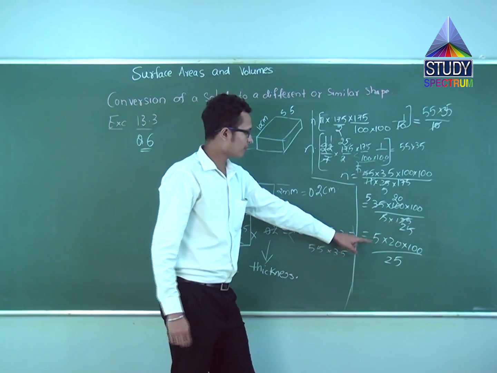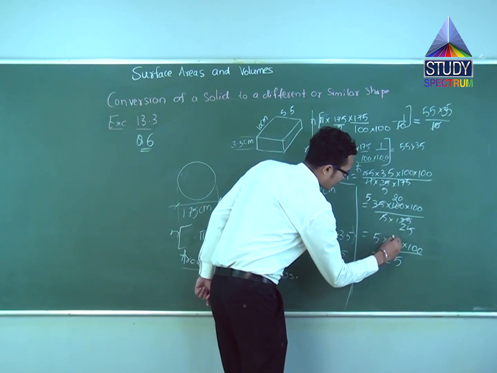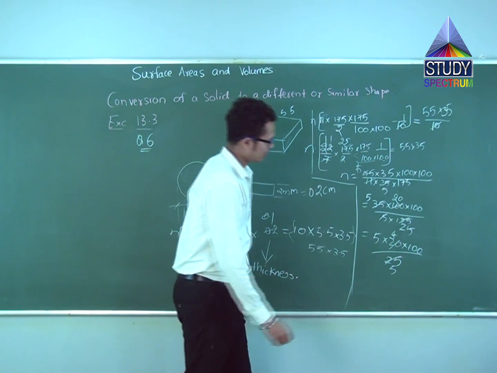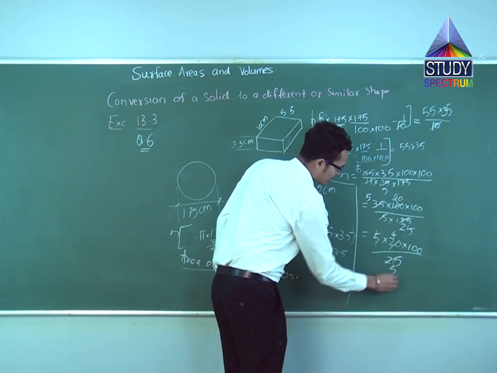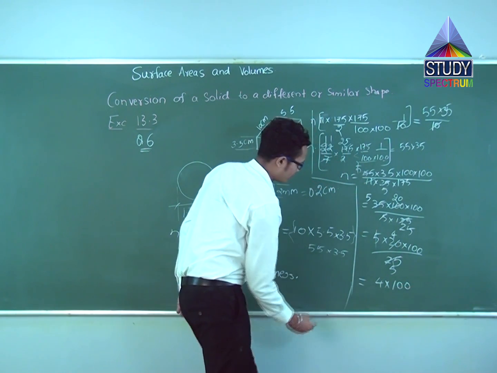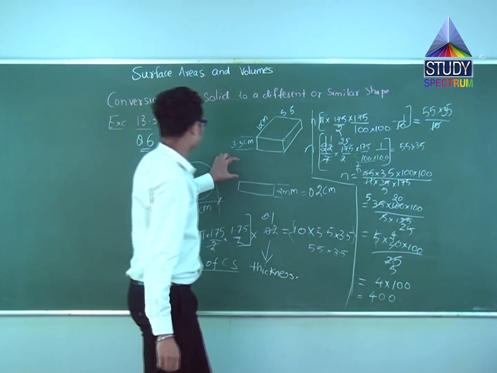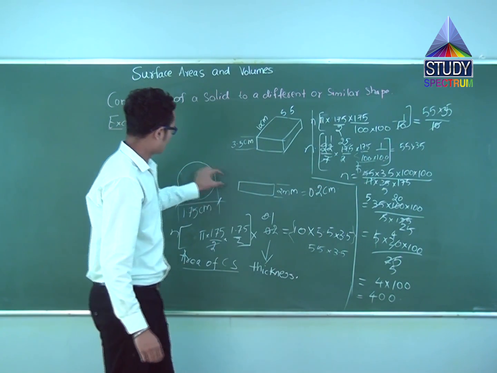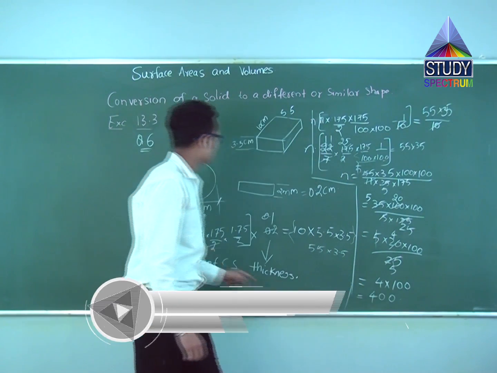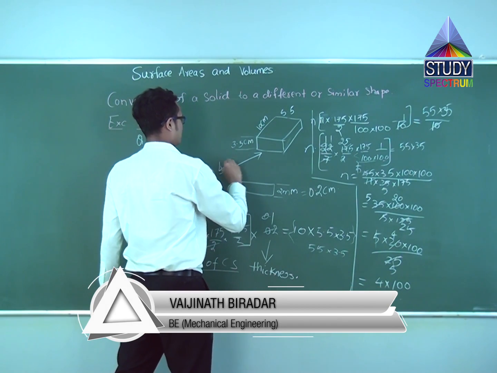20 is a multiple of 5. 25 is also a multiple of 5. So 5 times 4 and 5 times 5. Right? And this 5 goes out with this 5 to give me 4 into 100. Now this is equal to 400 such small coins. 400 coins will be used to form the cuboid.